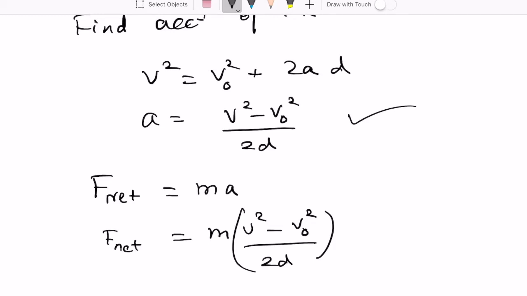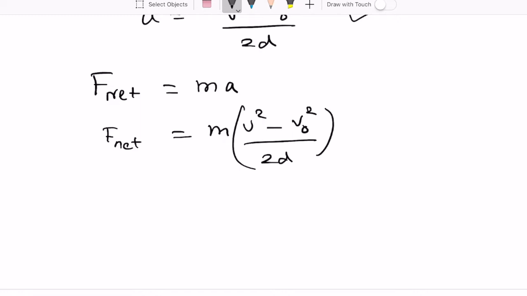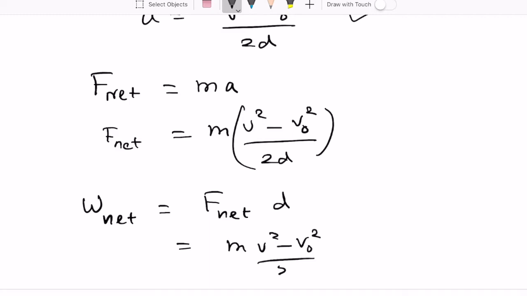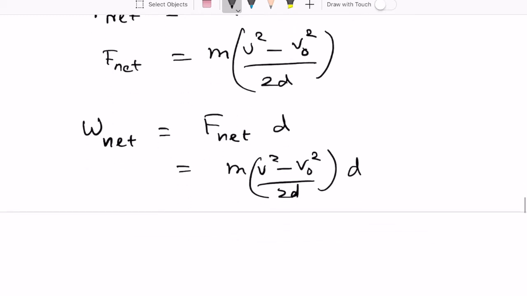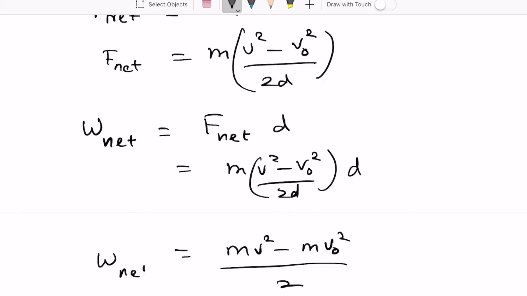Now let's calculate the net work done. If you know what the net force is, you can just find the work done by the net force, and that would just be the net work. So net work is simply F net multiplied by the distance moved by the car, right? So that would just be m times v square minus v0 square divided by 2d, times d, which you can write as mv square minus mv0 square divided by 2, and that's W net.